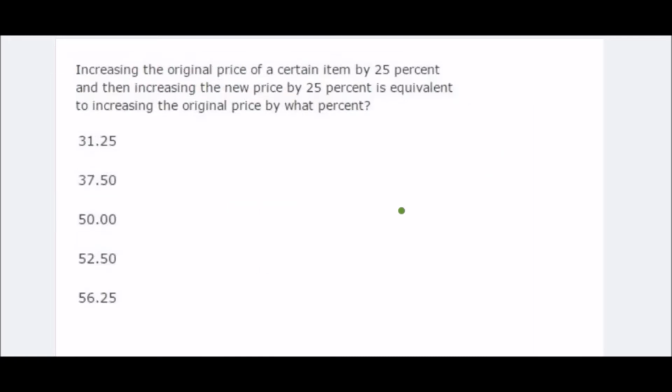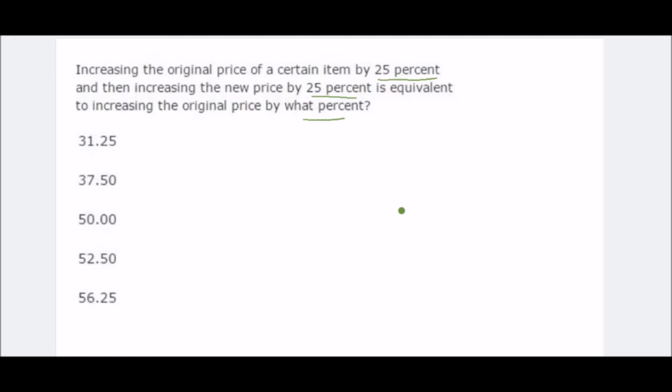So here is our next question. Increasing the original price of a certain item by 25% and then increasing the new price by 25% is equivalent to increasing the original price by what percent? The first condition, it increased by 25%, then again the new price is increased by 25%. So here also we have to find out the change in percentage.